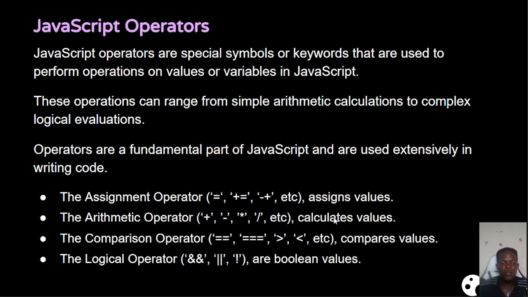Then you have logical operators: this is for logical and, this is or, and this is for not, a negative connotation. We are familiar with this and, or from secondary school. These are boolean values. They simply deal with boolean values.